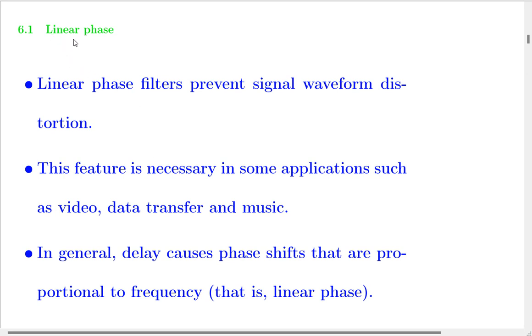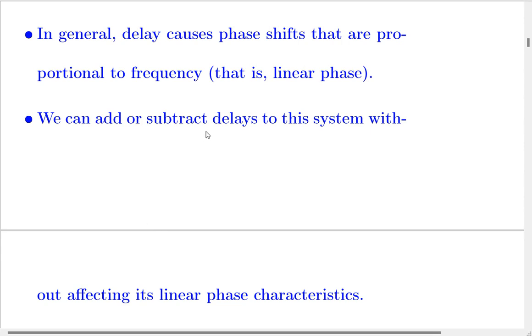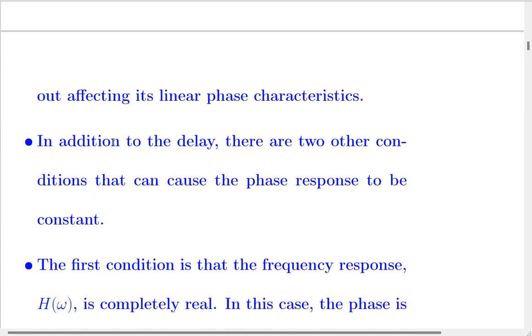The next topic, linear phase. Linear phase filters prevent signal waveform distortion. This feature is necessary in some applications such as video, data transfer, and music. In general, delay causes phase shifts that are proportional to frequency, that is, linear phase. We can add or subtract delays to this system without affecting its linear phase characteristics.